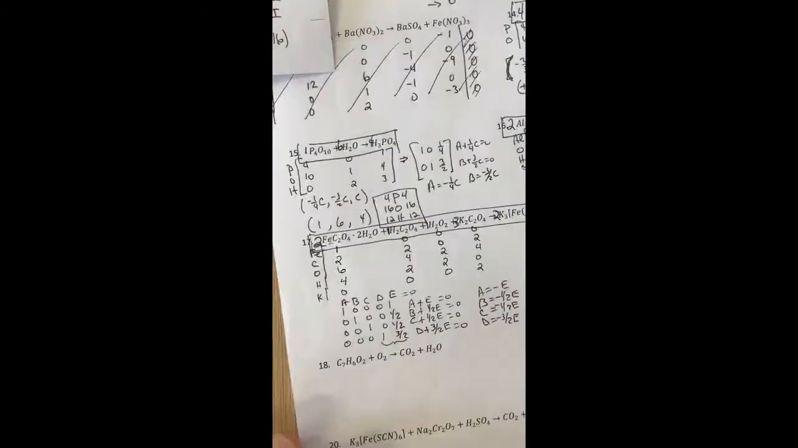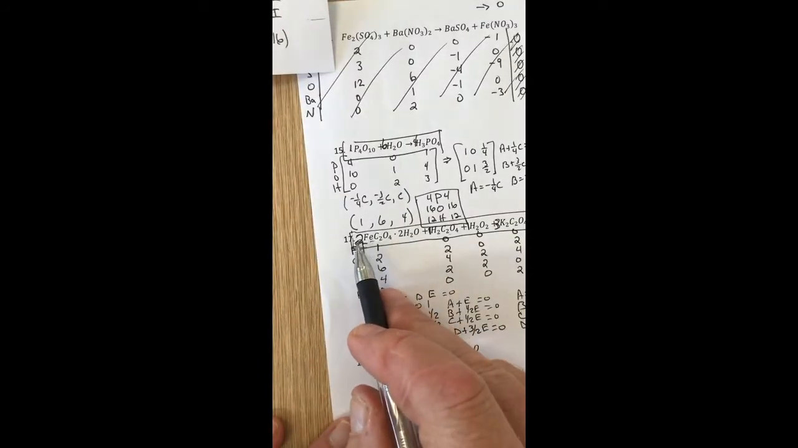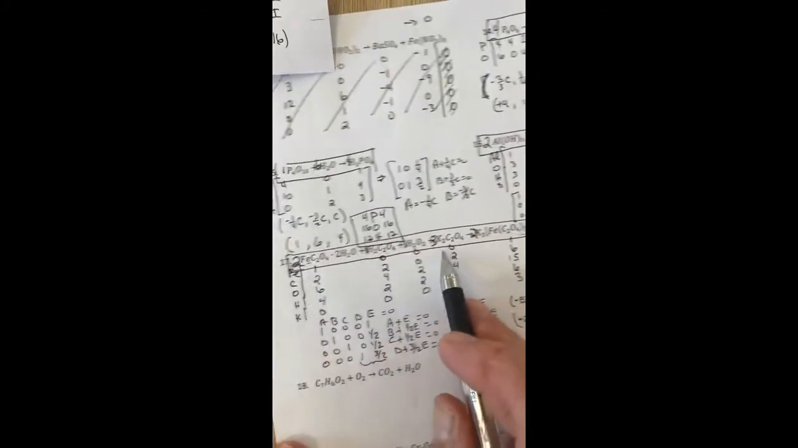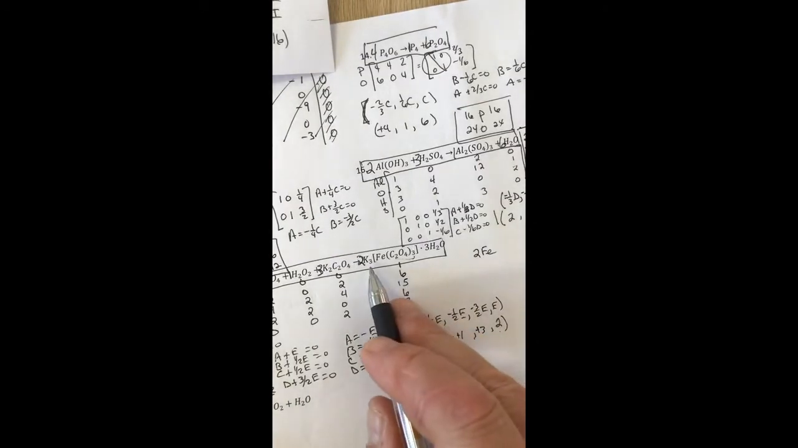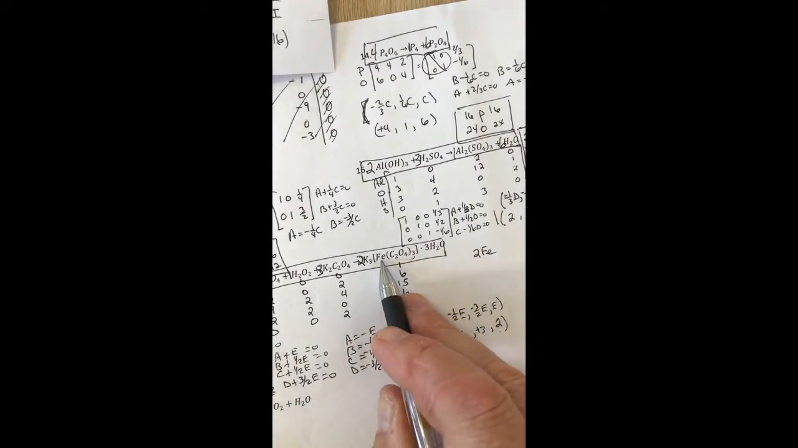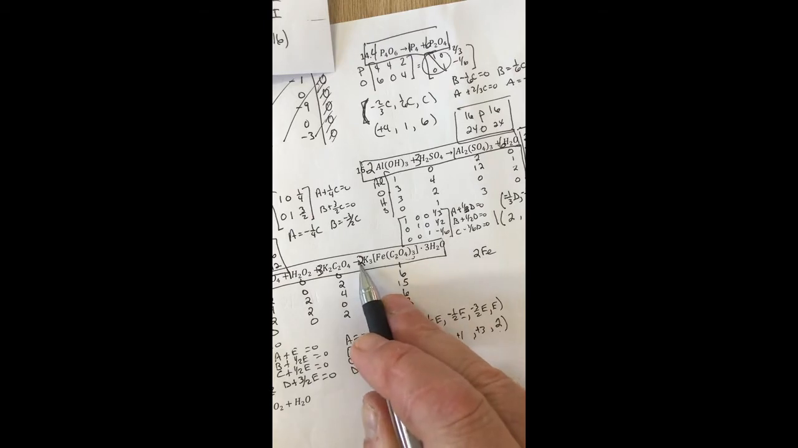So, did we get it to balance? There's an FE twice. So this side has 2. On this side, there's an FE twice. So that one checks out.